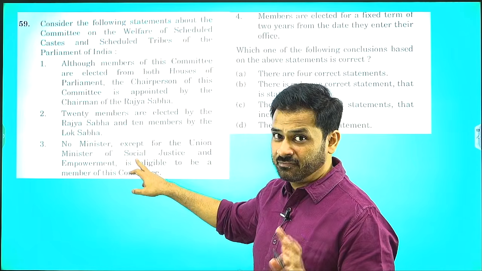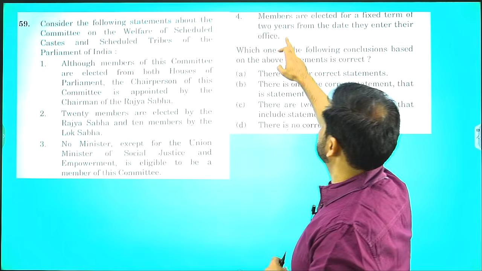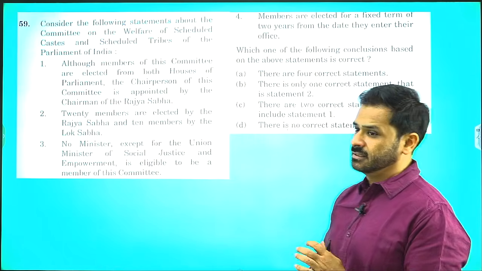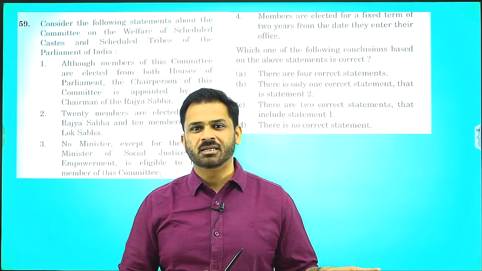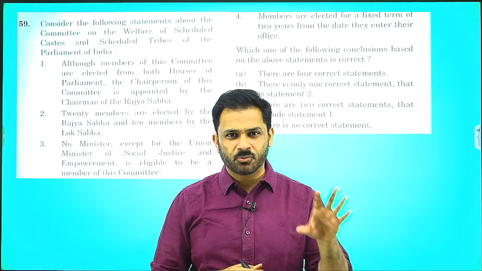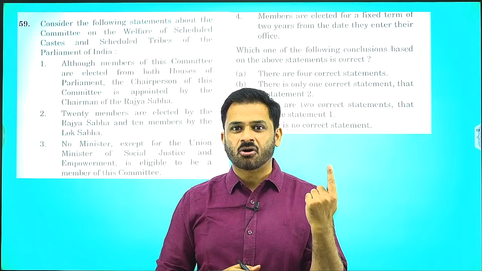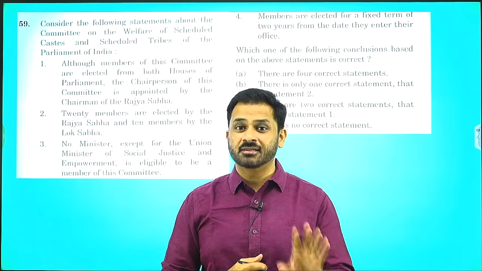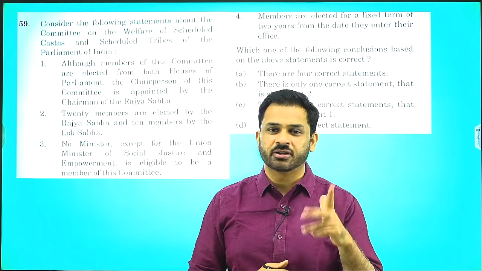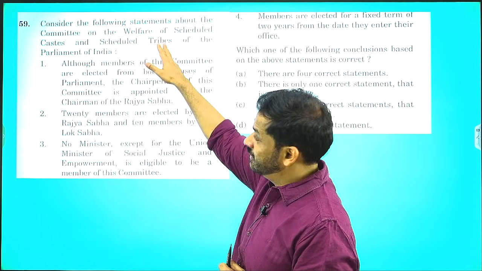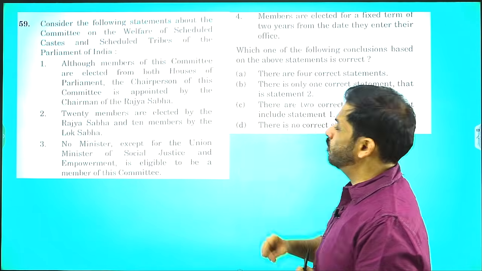Now you can have doubt about this. Members are elected for a fixed term of 2 years from the date. Now, for all the parliamentary committees we have studied, we know that mostly they either have a tenure of 1 year or the tenure is not fixed. That is the general trend. So here also it cannot be 2 years. Either it will be 1 year or it will not be fixed, and it is a very specific committee, so it will be 1 year.